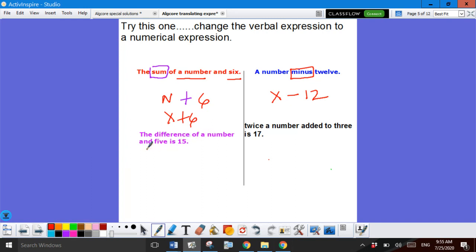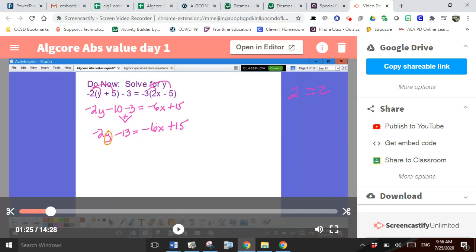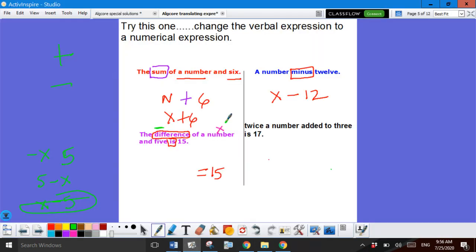The difference of a number and 5 is 15. Okay, so there is an operator there, and there is an operator here. I remember "is" was equal, so I know it's equal to 15. What does difference mean? Is it add or subtract? Difference is subtract. So I'm subtracting a number, we'll use x, and 5. Is that 5 minus x, or is that x minus 5? Well, order matters with subtraction. Okay, order matters. So the x is going to go first. So x minus 5.